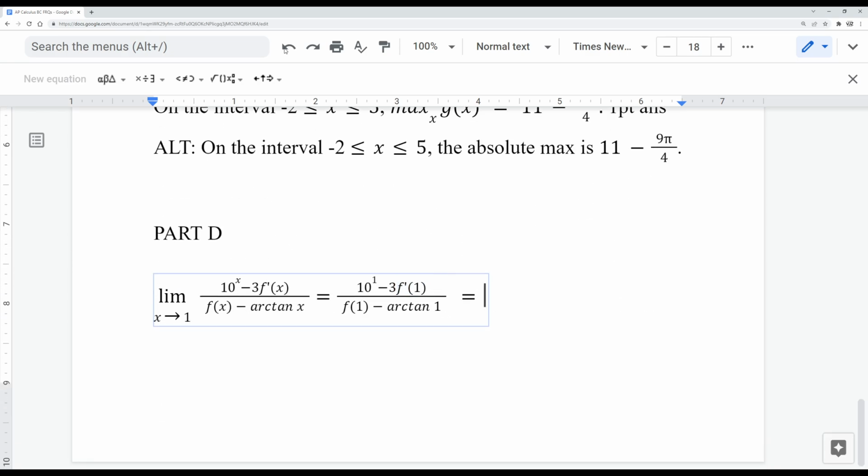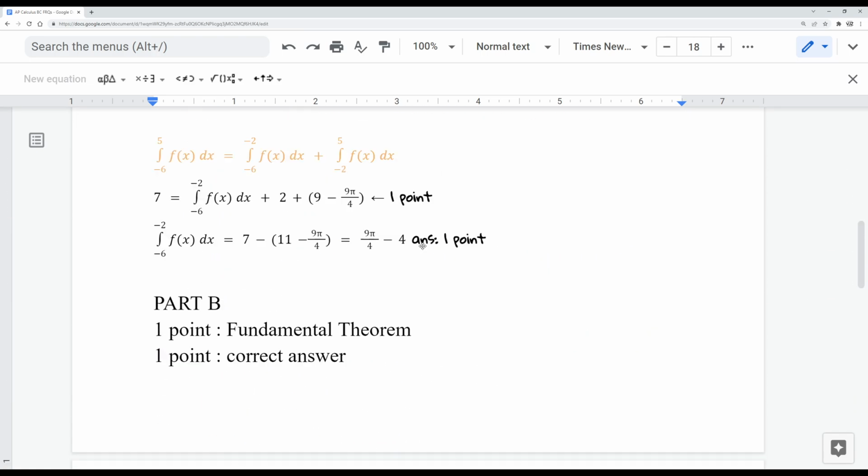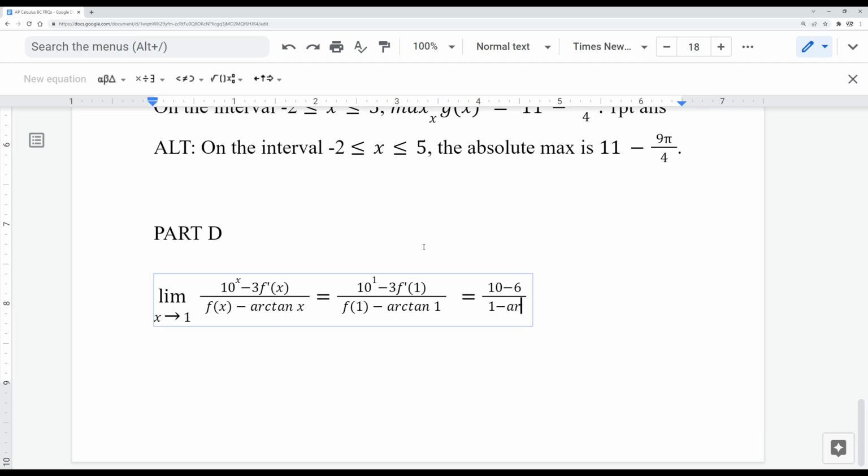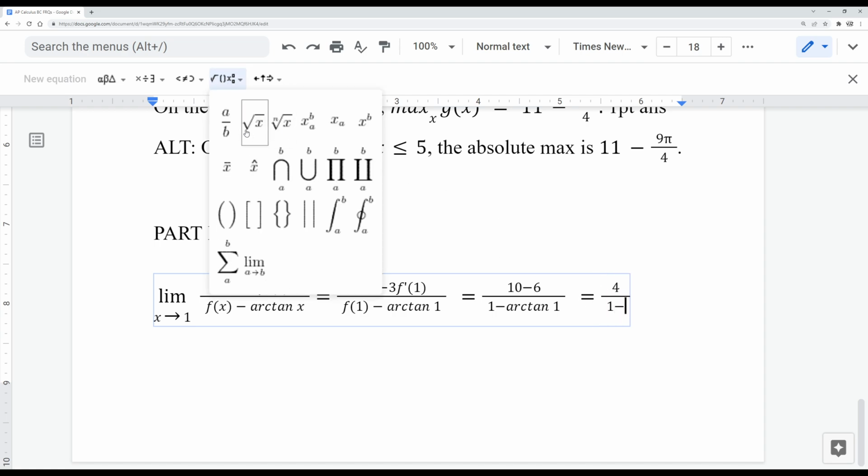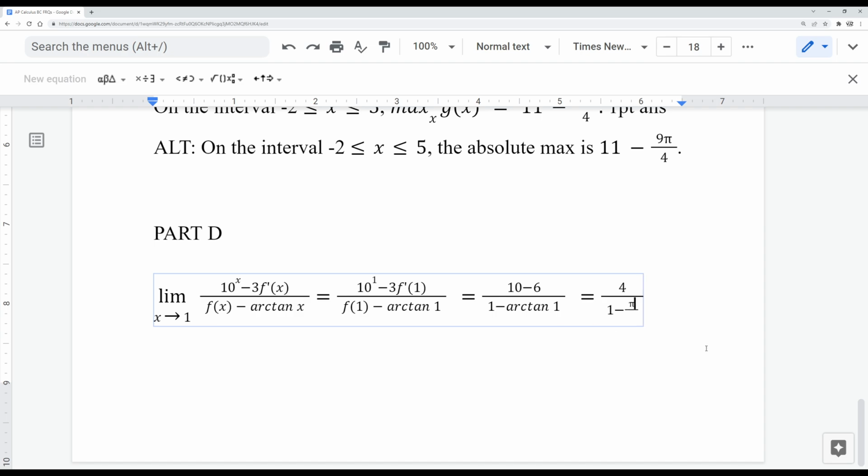So that just equals 10 minus 3 times 2, right, which is 6. F of 1, which is super easy. You just literally look at the graph. I forgot what that was. It's just 1. 1 minus arctangent of 1. And again, just leave it like this if you don't know what the arctangent of 1 is. By the way, this is pi over 4. So further simplification will be 4. Again, just for those who want the extra simplification, but this will be the answer.